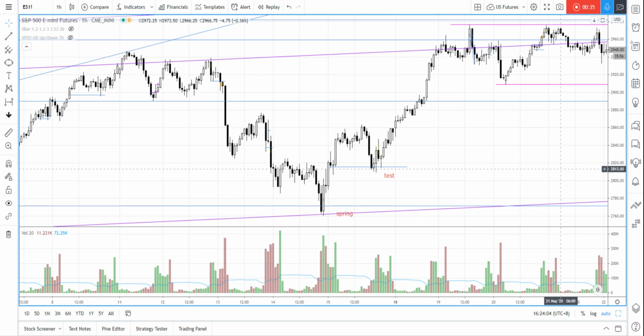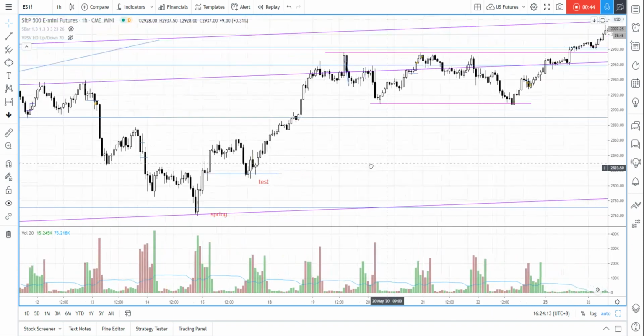And going forward, I will cover the bias, key levels to pay attention to, and also the potential setup for the session later. All right, so let's just get started.